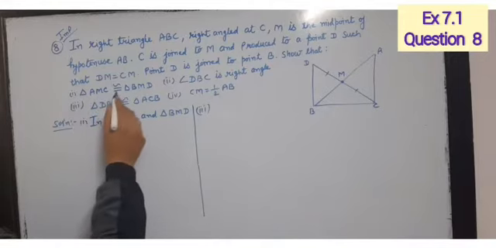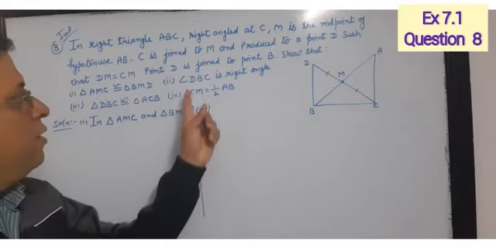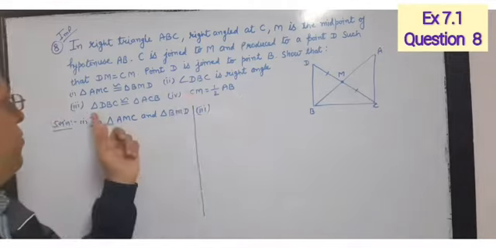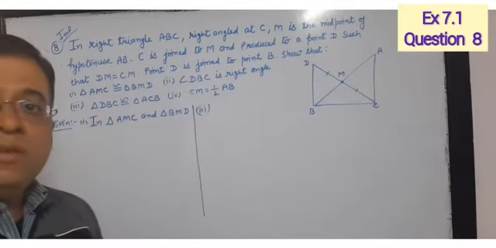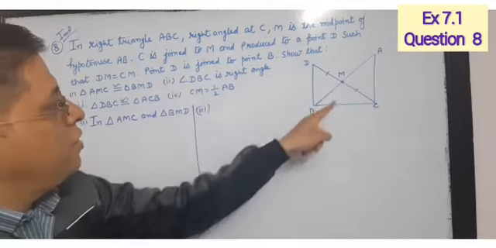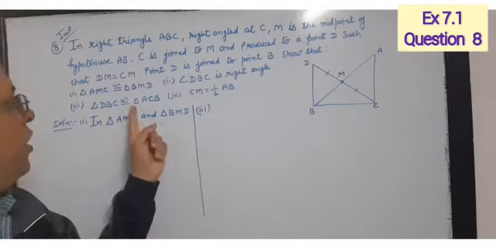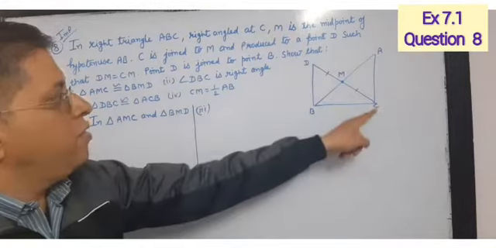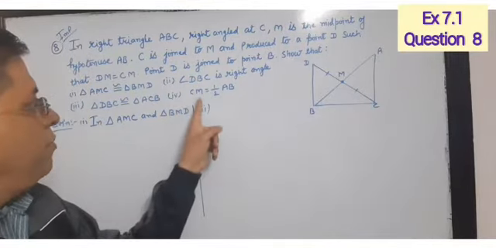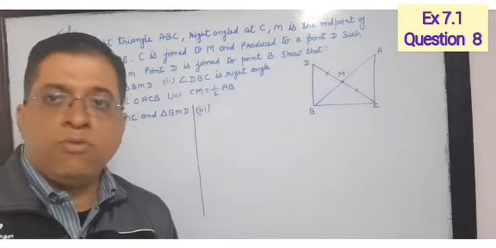triangle AMC is congruent to triangle BMD, and second, angle DBC is a right angle, and third, triangle DBC is congruent to triangle ACB. Both should be triangles. This we have to prove. And then the last one, CM is equal to half of AB. These four things we have to find out.